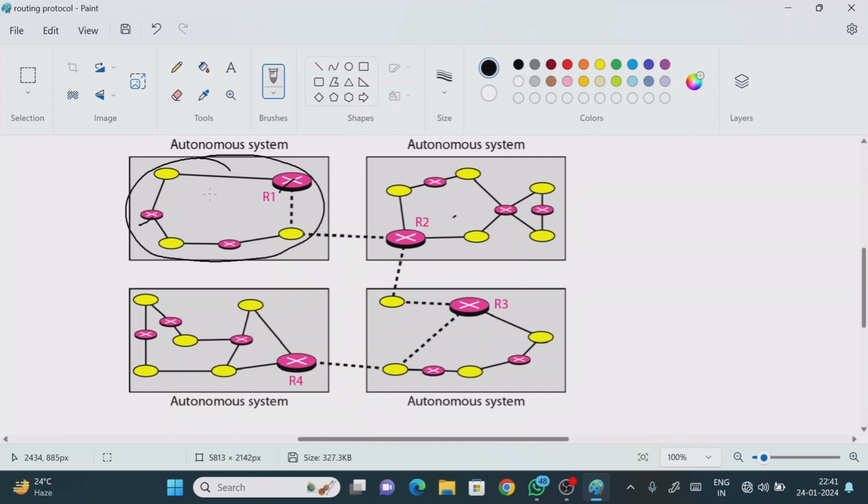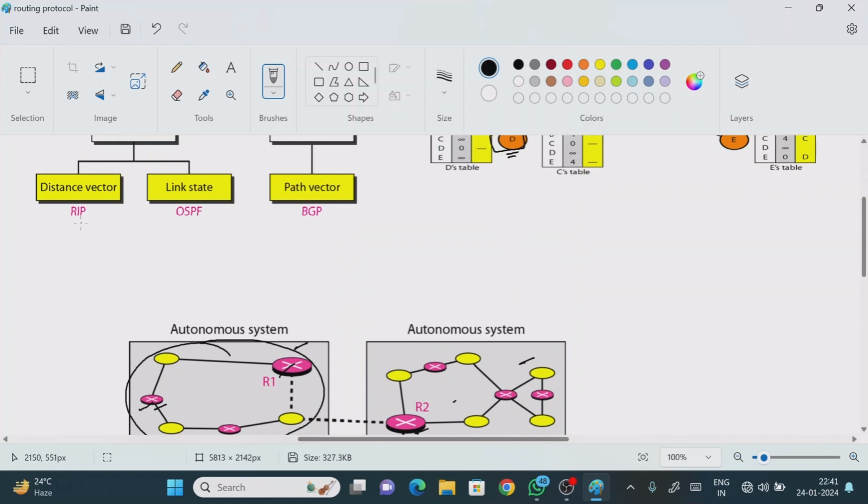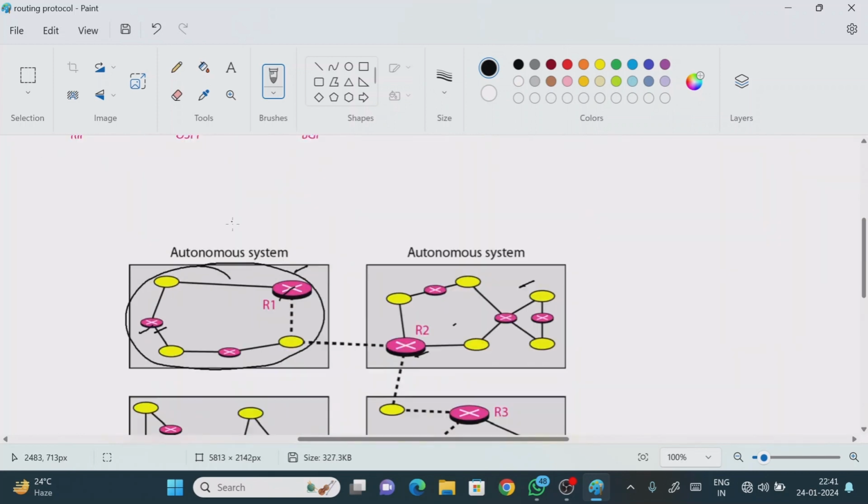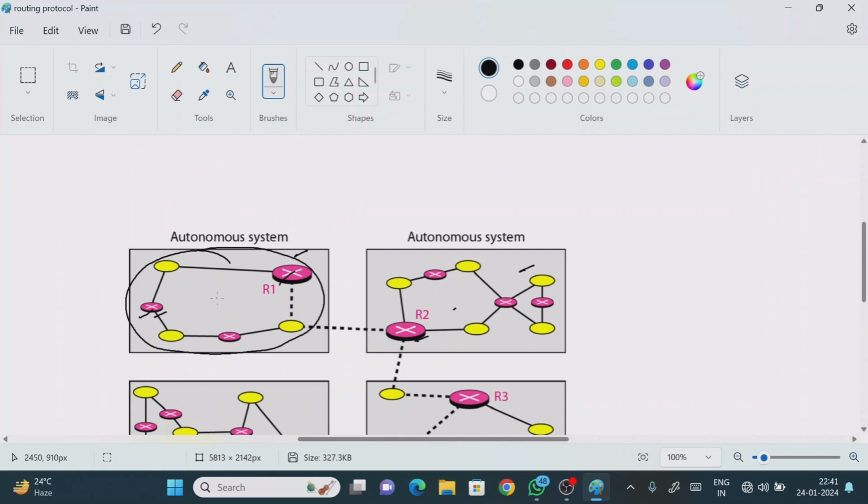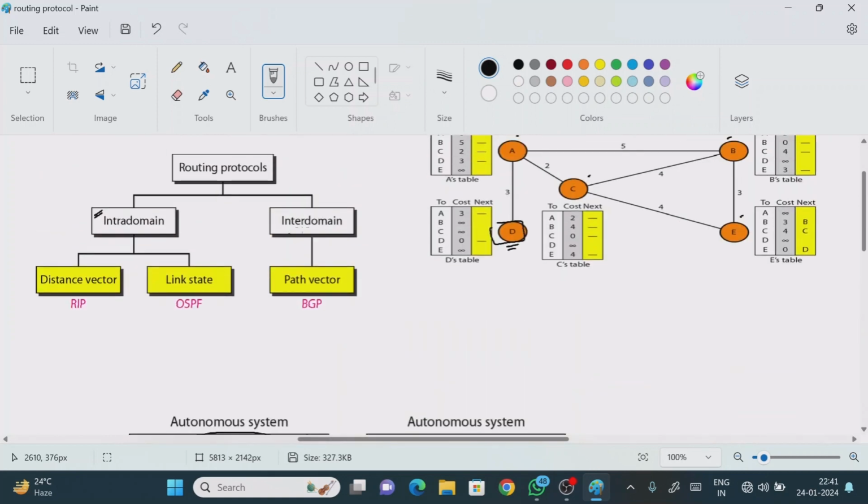Suppose, for example, you want to exchange information from this router to some other router. Now this database is different, this database is different. It means they are two different autonomous systems. If we try to implement either the RIP protocol or the OSPF protocol here, this will not work out. We need to communicate from one autonomous system to another autonomous system. For that we require something called an inter-domain routing protocol, in order to connect one autonomous system with another autonomous system.